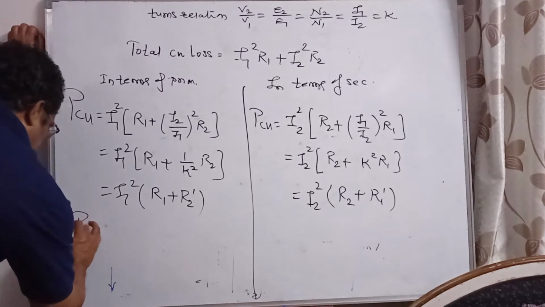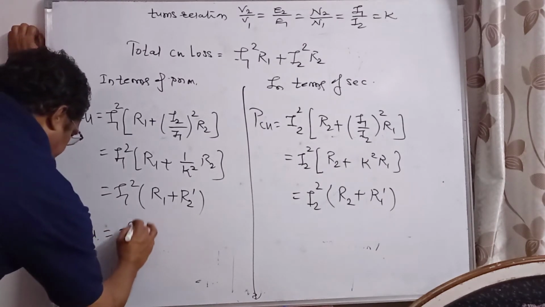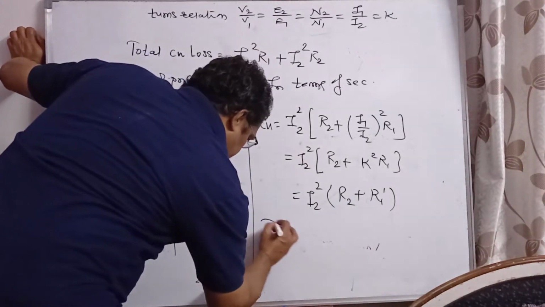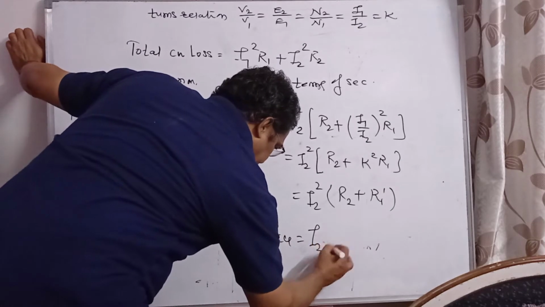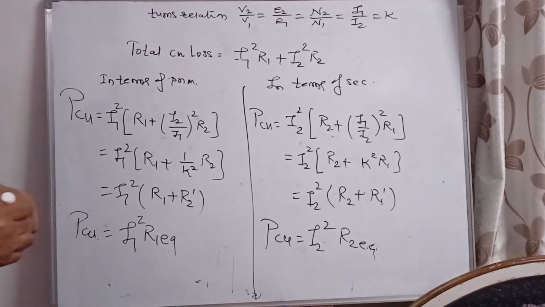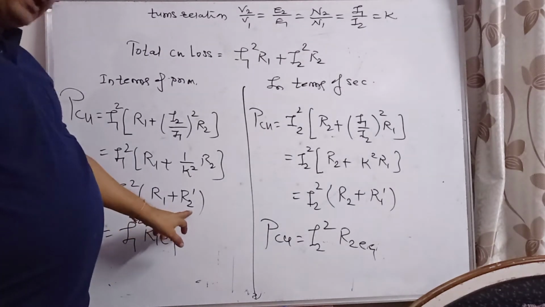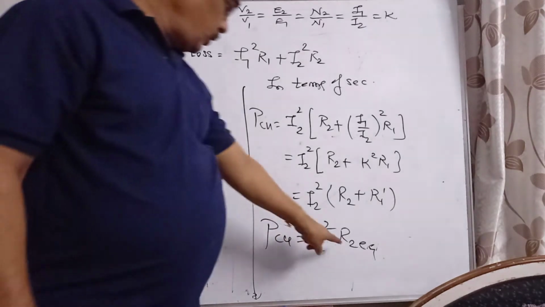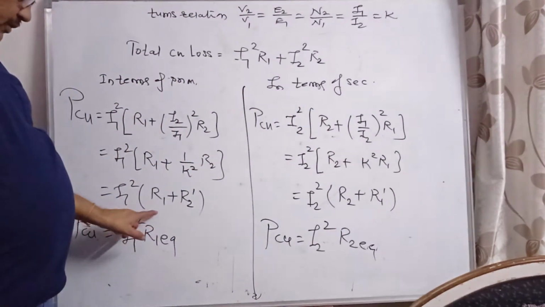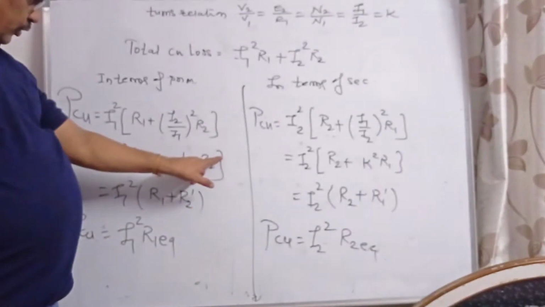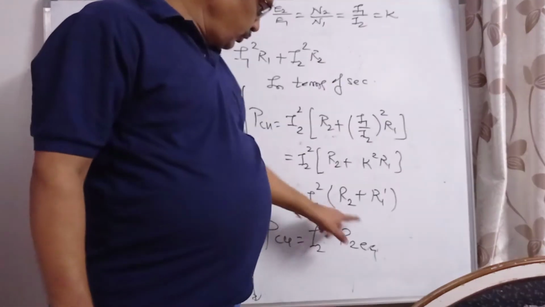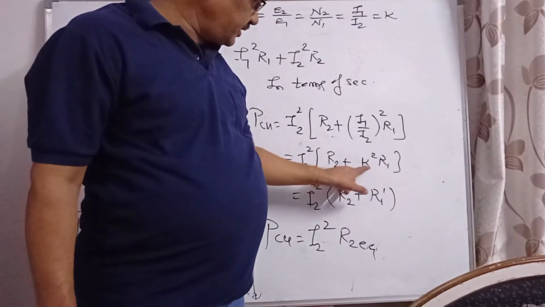So PCU we can write it as I1 square R1 equivalent or I2 square R2 equivalent. R1 equivalent is R1 plus R2 dash. R2 equivalent is R2 plus R1 dash. Right? R1 equivalent is R1 plus R2 dash, where R2 dash is R2 upon K square. I2 square R2 equivalent, where R2 equivalent is R2 plus R1 dash, where R1 dash is K square R1.